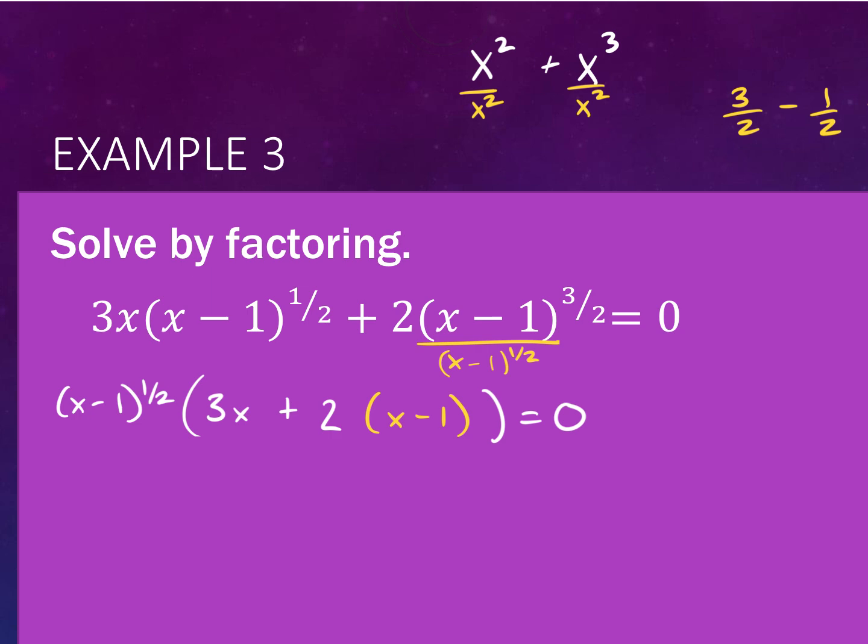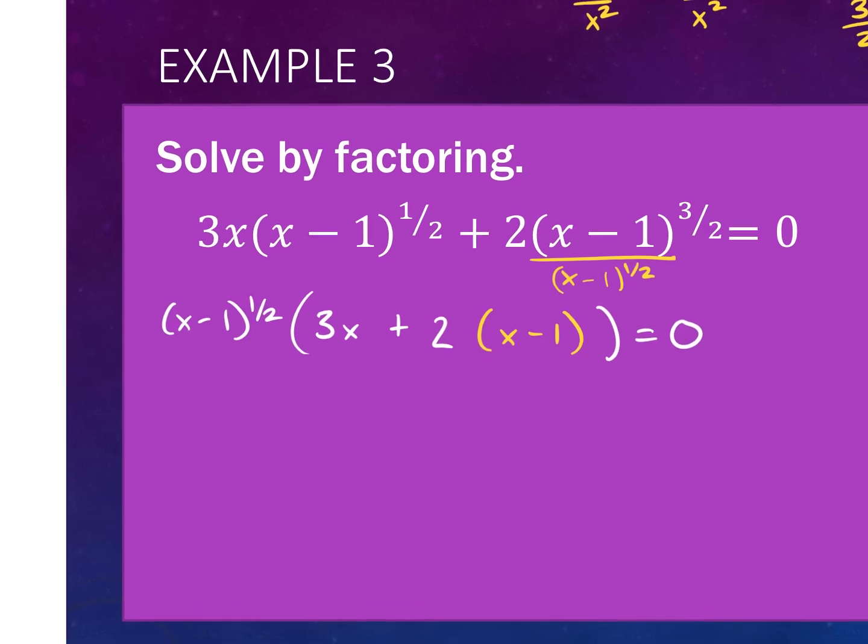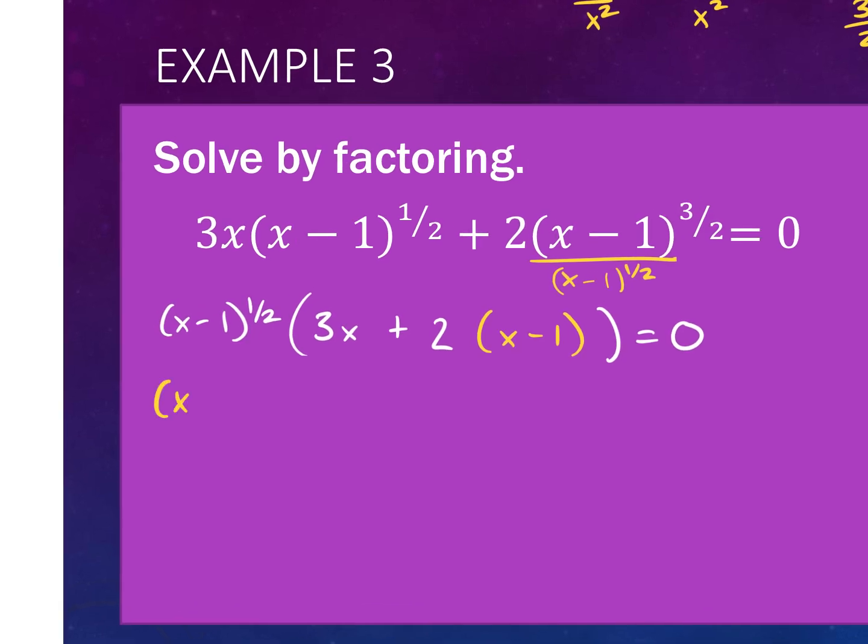From here, we solve the same way we did the last one. We have x minus 1 to the 1/2 power. That stays. I'm going to distribute the 2. So we have 2x minus 2. 3x plus 2x would be 5x minus 2. From here, we can just set them both equal to 0.